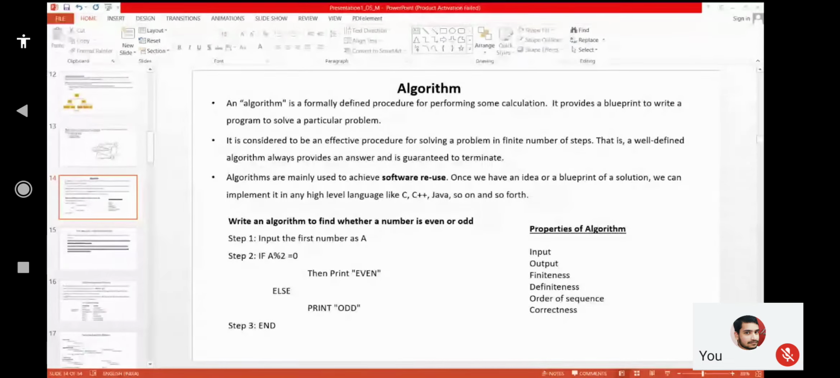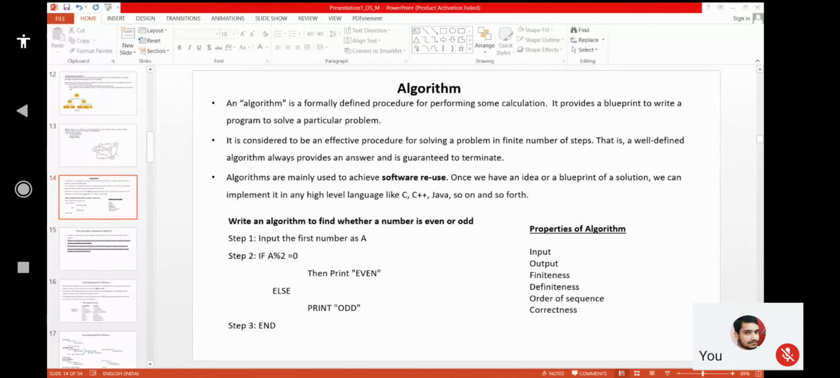Clear? Next one is definiteness. It means each and every instruction is well defined. Here step 1 is an instruction. What is the function of that instruction? The instruction has to read a number. That means the function of that instruction is well defined. That's why this is definiteness.